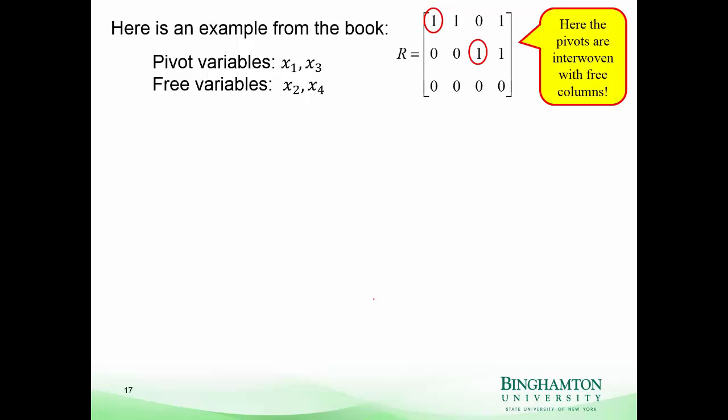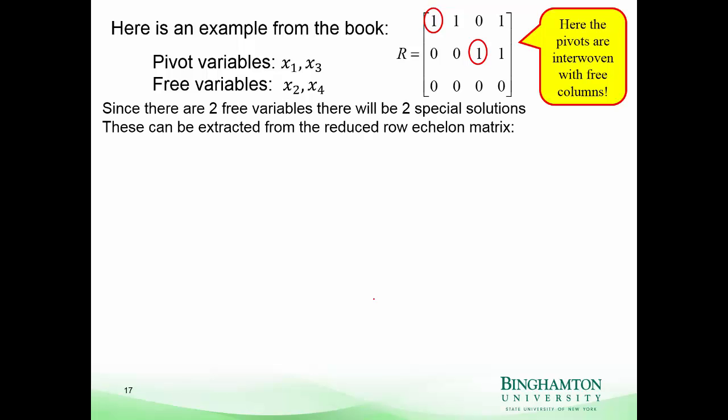I think between the previous example and this example, you can kind of see how it works in general. So we've got two free variables because we have two free columns. We had two pivot columns in this case. All the remaining ones are free variables. So we're going to have two special solutions. And we've already seen that these can be extracted by inspection from R, the reduced row echelon matrix.